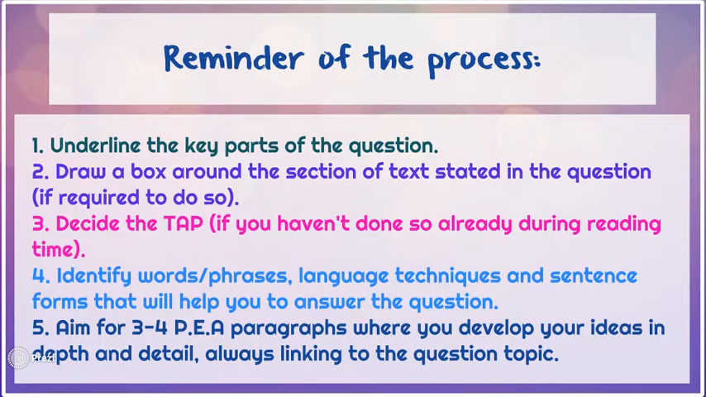Then you need to identify words and phrases within the section of text that you're allowed, words and phrases, language techniques and sentence forms that are going to help you answer the question. So really do keep that question focus in mind. And then you need to aim for about 3 to 4 P.E.A. paragraphs where you develop your ideas in depth and detail, always linking to the question topic. That's absolutely crucial. We need to feel like every single point that you've raised is helping you to answer the question that you've been given.